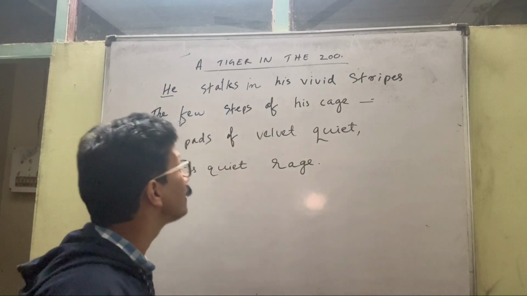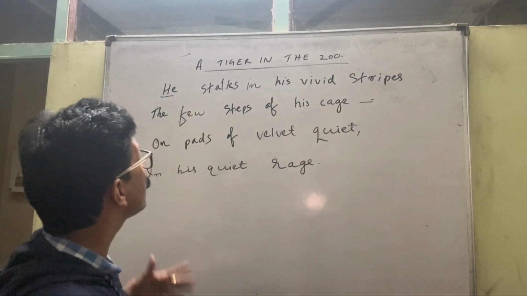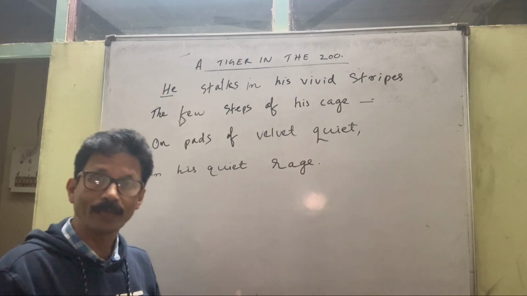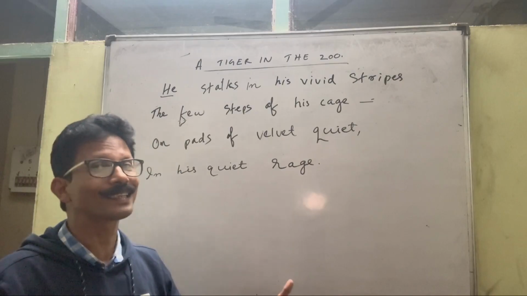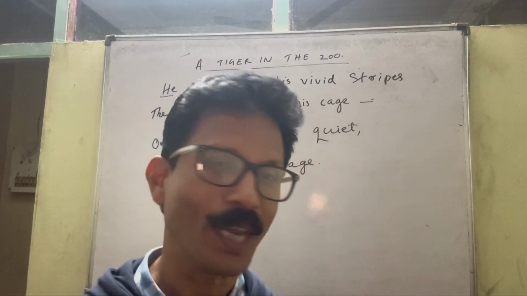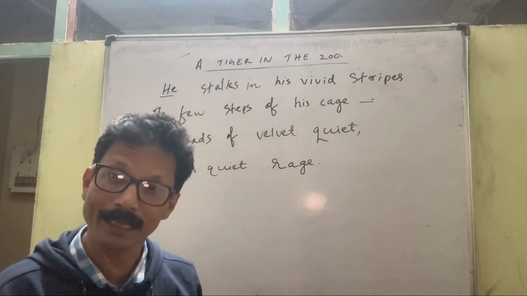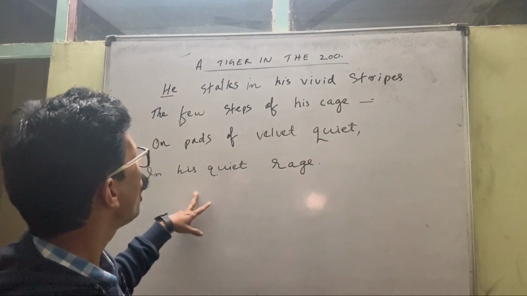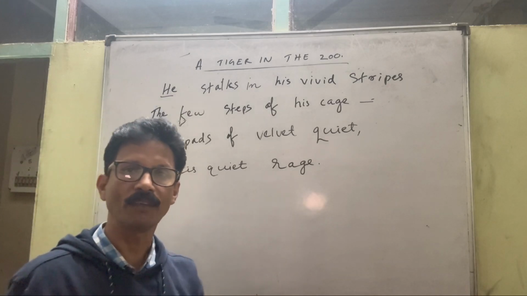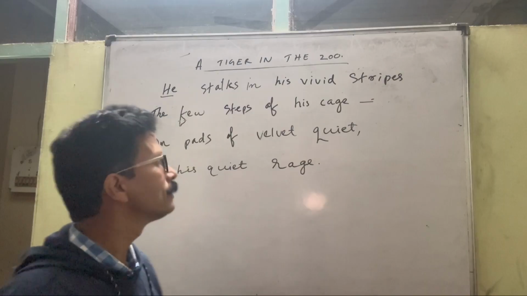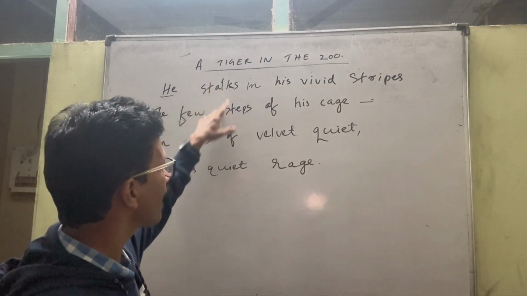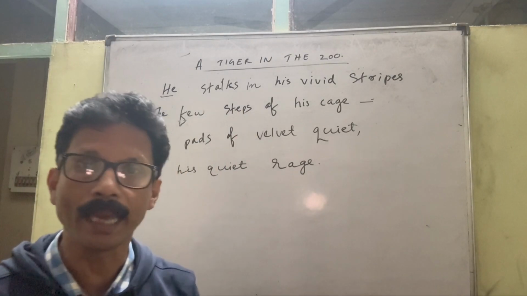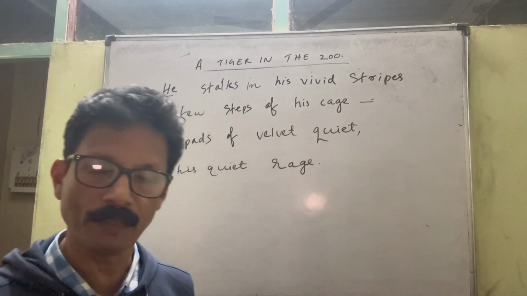What is the theme of this poem, and why did the poet have to write a poem about the tiger which is in the cage? All these are the things that we should understand. At first, understand the title of the poem, A Tiger in the Zoo. The tiger is already in the zoo. Now I will explain the line by line meaning of the poem, in prose order.